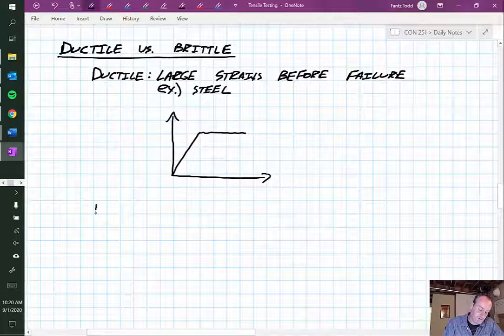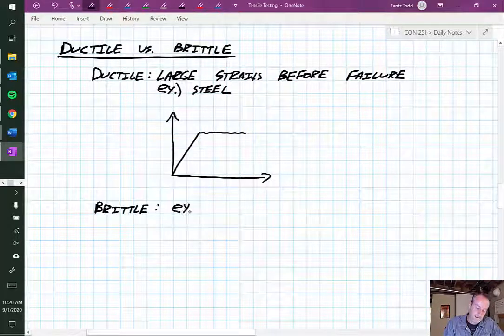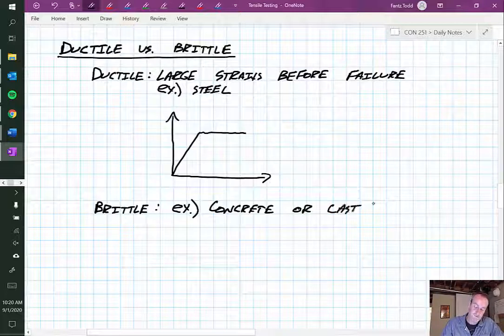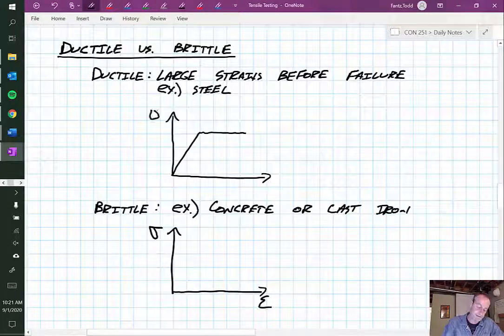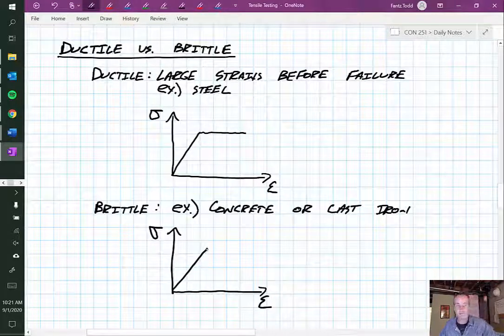The opposite of that would be brittle, like we saw with that cast iron. Some examples of that would be concrete or cast iron, like we just saw, where you end up with a stress-strain curve. I should be labeling these things. I should be better about that. That just goes up, and that's it. And then failure is right there.